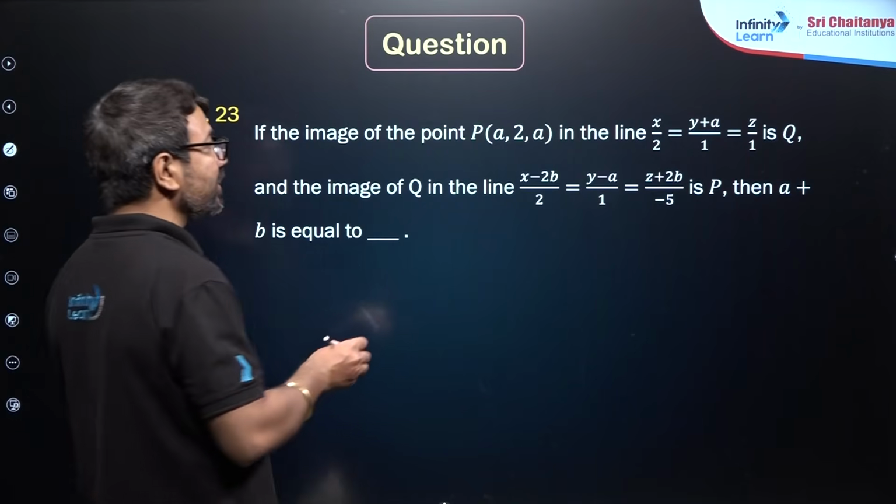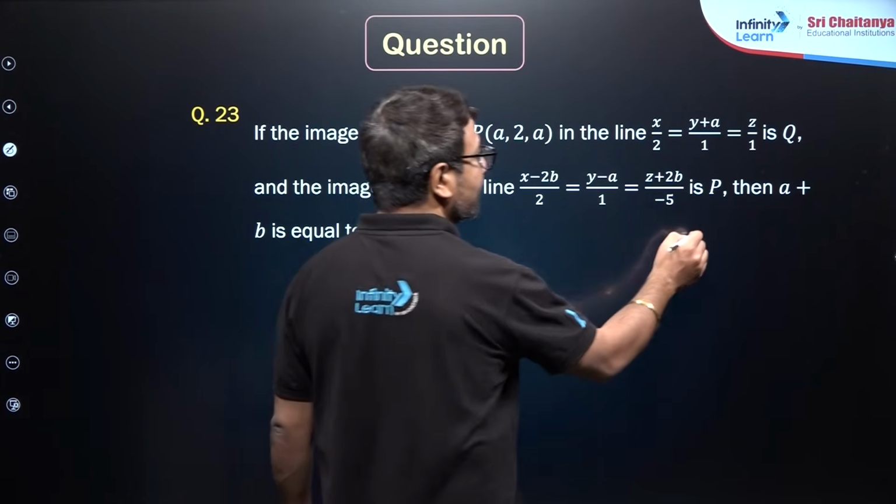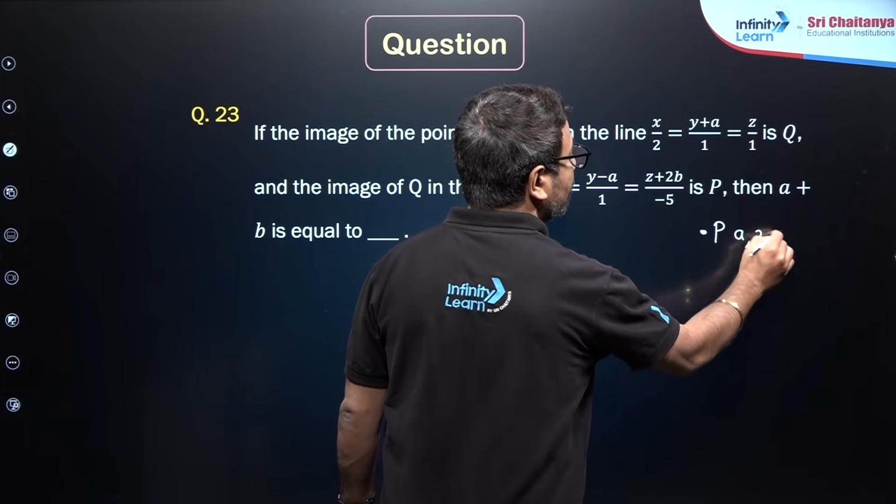Next, image of this point, my dear students, over here, let's say P point is (a, 2, a).